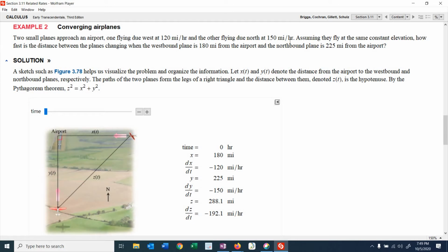The plane flying north at 150 miles an hour, that's also a rate of change. That's the rate of change in y over time, so that's dy/dt. And it's also a negative number because the distance, again, is decreasing as time increases. The distance between the plane and the airport is getting smaller as time increases. So both of these rates of change are negative. And the rate of change that we're trying to find is the rate of change in the distance between the two planes, which is z. So the rate of change in z would be dz/dt.